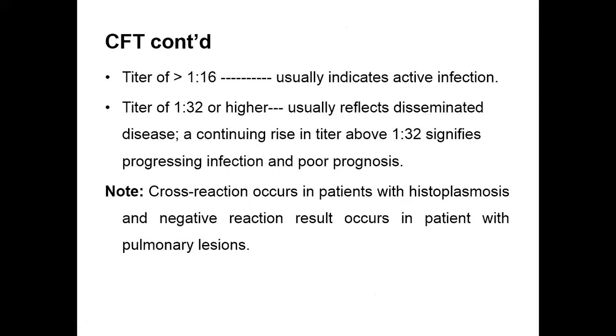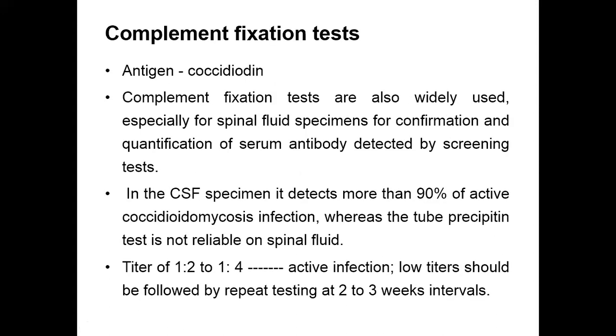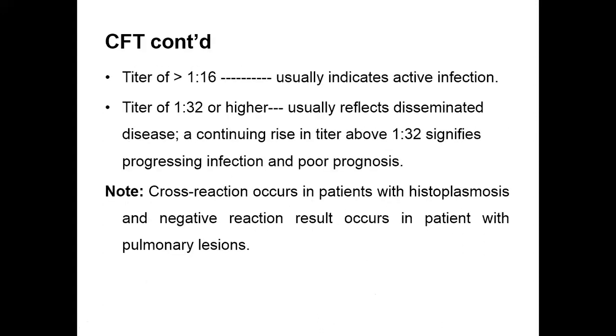So the titer over here is the same as with blastomycosis: with lower titers like 1:2, 1:4, it can tell us whether there is an active infection or not. And if it is greater than 1:16 or 1:32, again it indicates progressive infection, but with a poor prognosis. Yes, cross reaction is there, not with Blastomyces, but here the cross reaction is with respect to histoplasmosis, right?